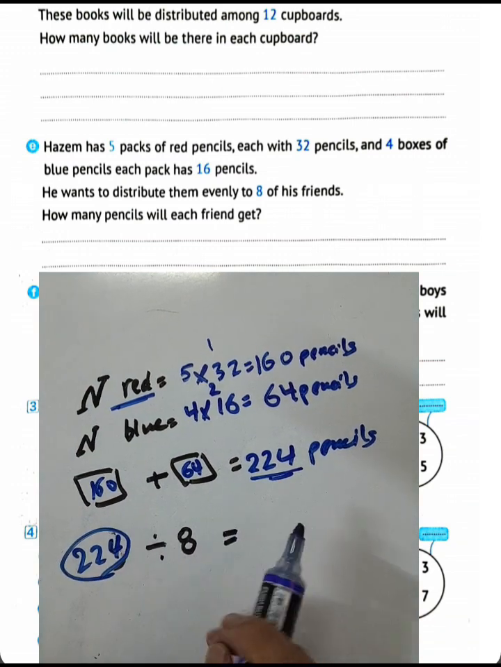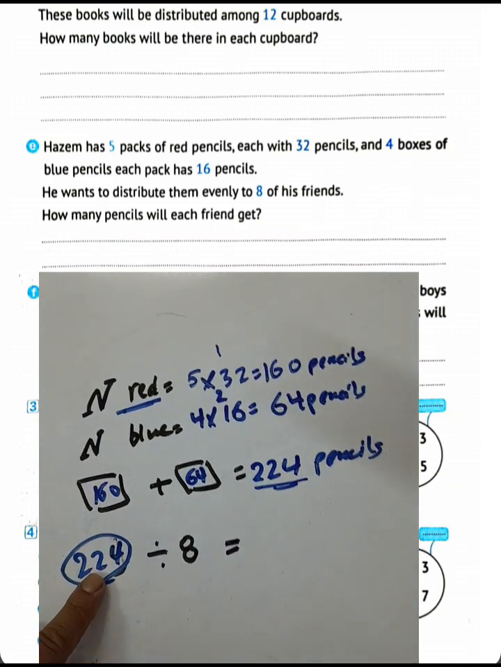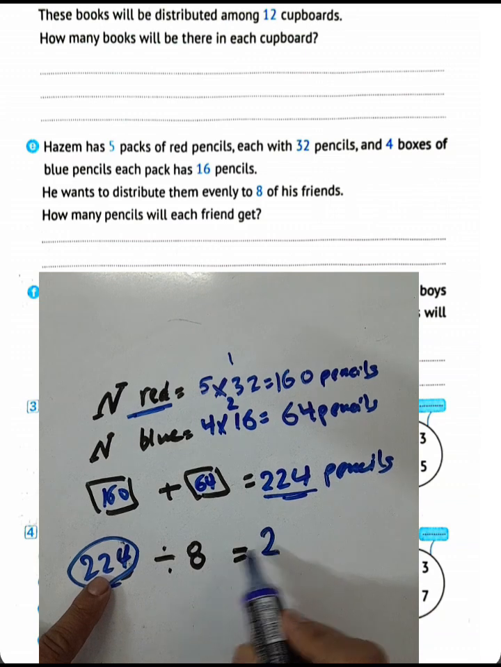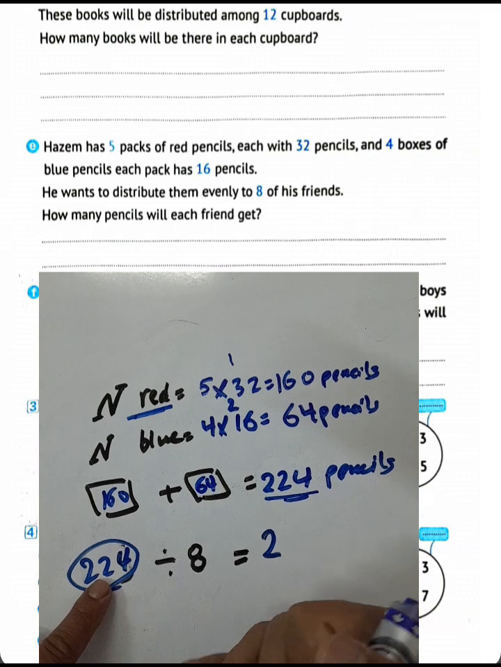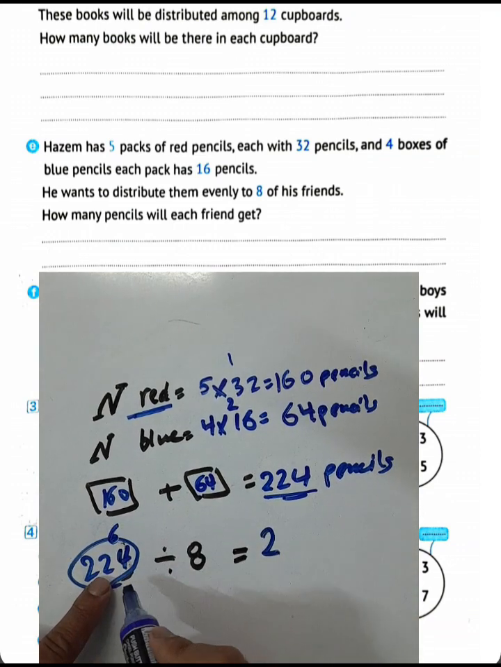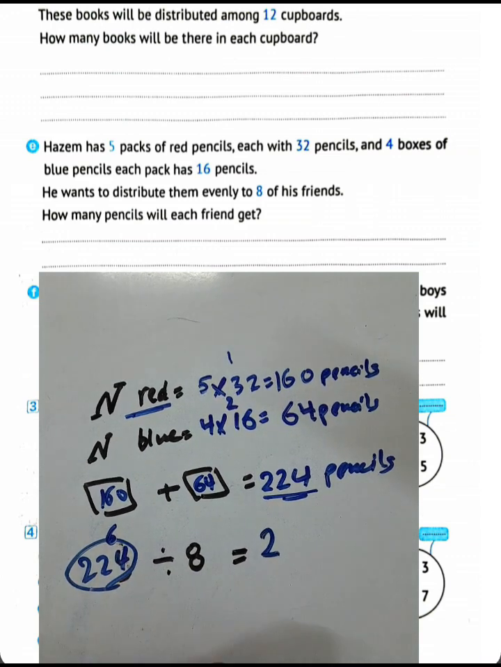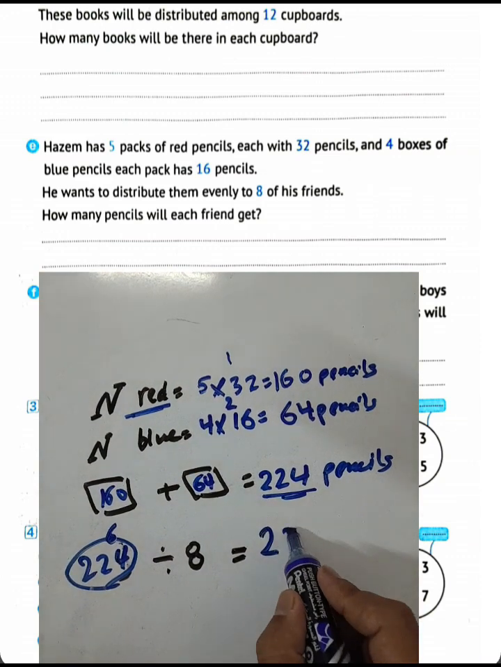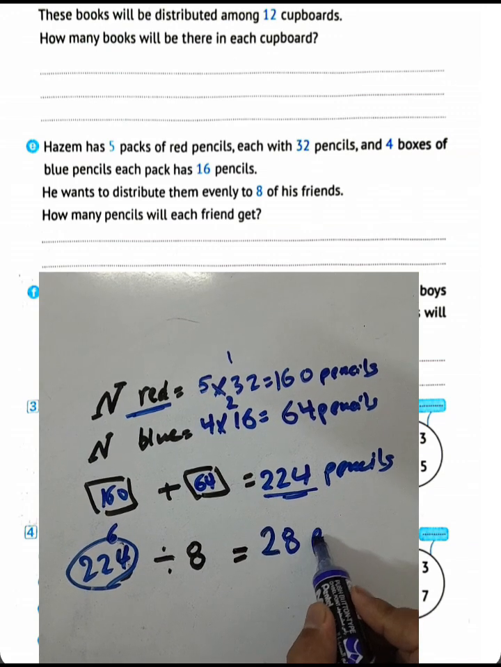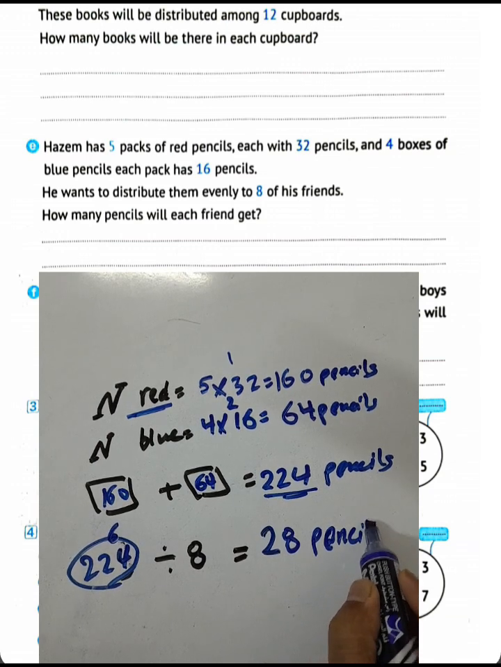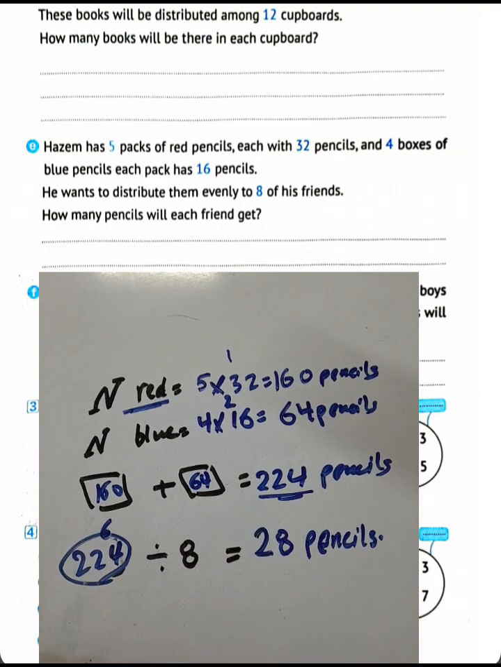And now we want to distribute the total number, 224, among 8 friends. Look here, 22 divided by 8 equals 2, because 2 times 8 equals 16. From 16 to 22, it will be 6. So 2 times 8 equals 16 and remainder 6. 64 divided by 8 equals 8. Then each one will get 28 pencils. Each one will get 28 pencils. Next question.